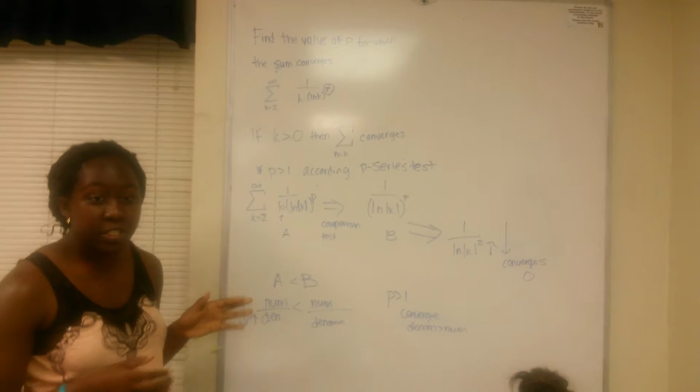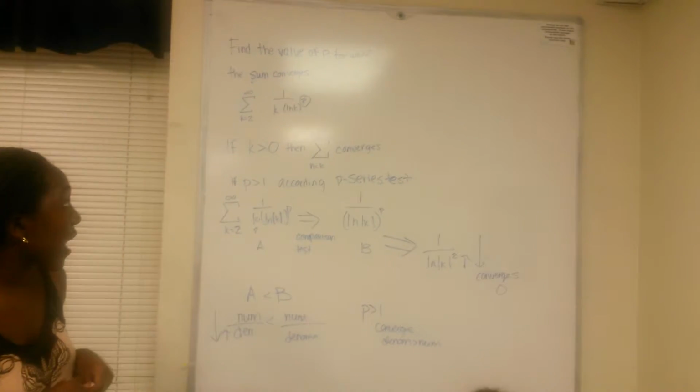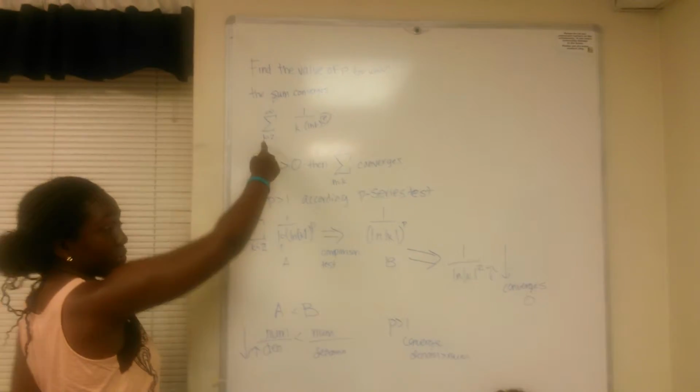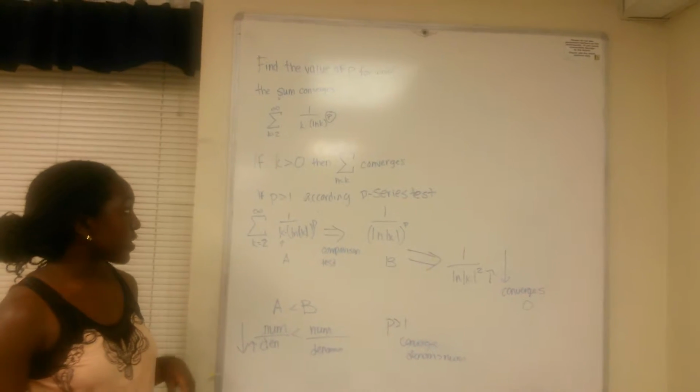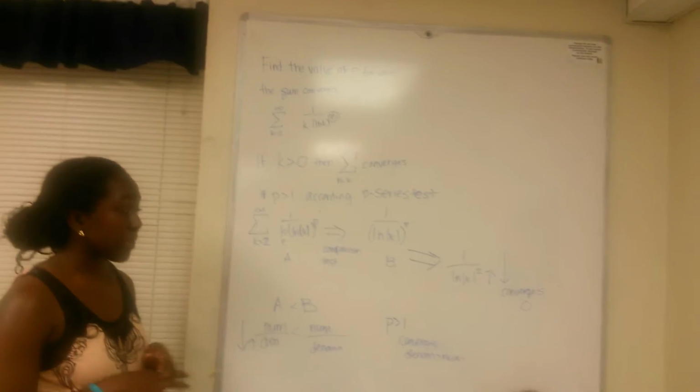When you're talking about the p-series test, you need to understand that if k is greater than 0, which in this case it's 2, so it's greater than 0, then the series converges if p is greater than 1 according to the p-series test.